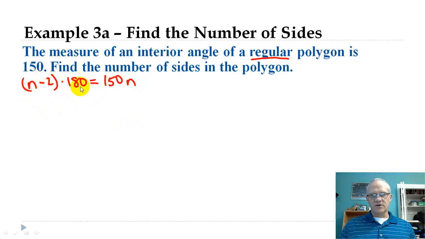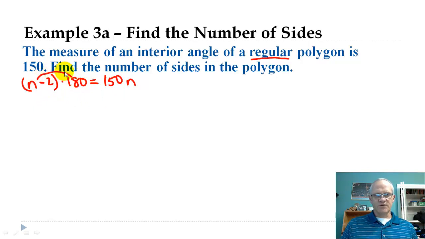So on this side, I did the regular formula, n minus 2 times 180. On this side, since it's regular, and again, this only works when it's regular, they're all 150 degrees times the number of sides. Okay? All right, so now all we have to do is solve this equation. The hardest thing is setting it up.